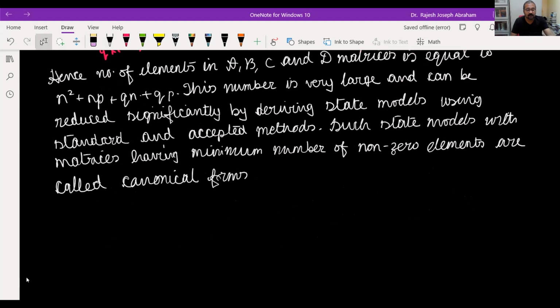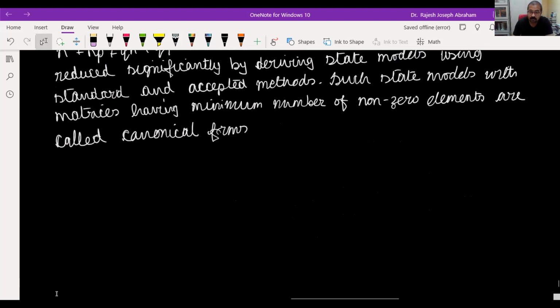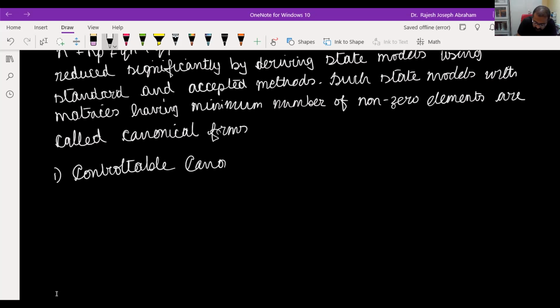So there are many types of canonical forms. We will be primarily looking into four kinds of canonical forms. Today we'll be looking into two types. The first two types are the controllable canonical form and the observable canonical form. So the first one is the controllable canonical form.